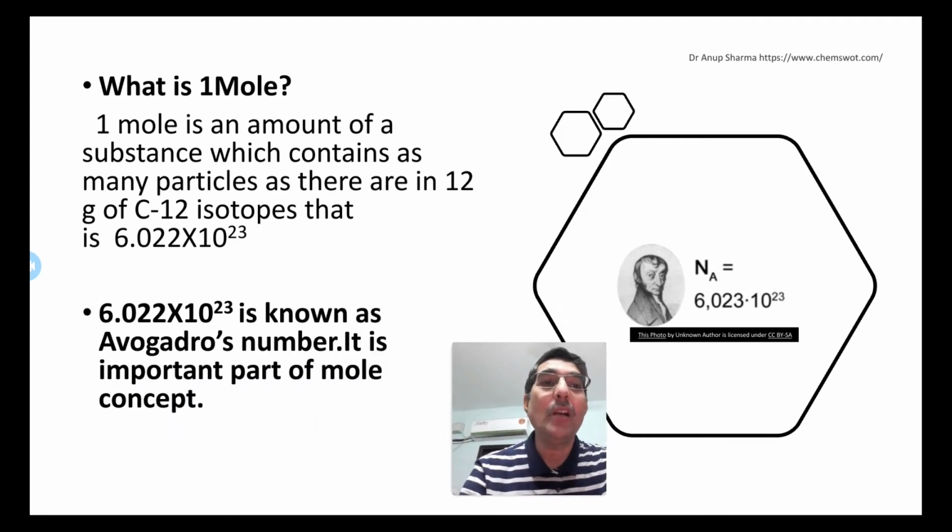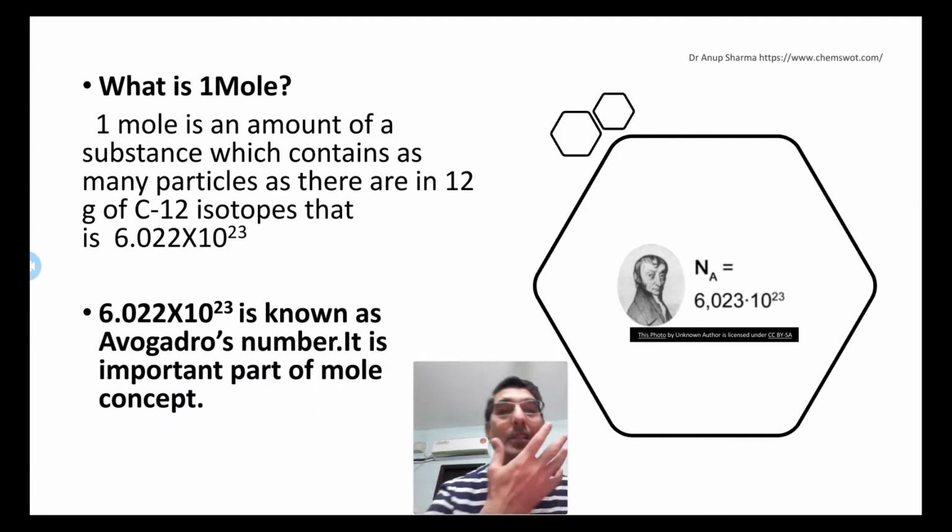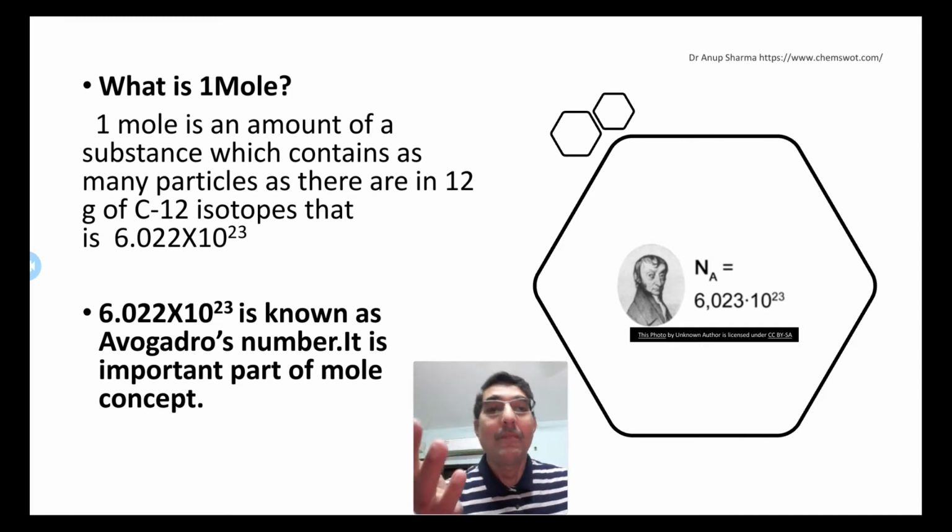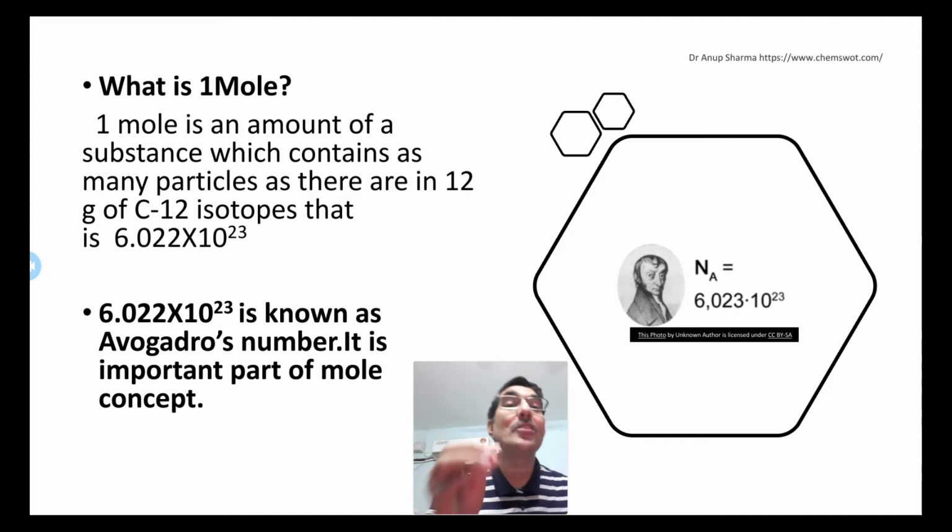So what is a mole? Basically, one mole is an amount of a substance which contains as many particles as there are in 12 grams of the carbon-12 isotope, and that is 6.022 × 10^23. That is one mole. 6.022 × 10^23 is known as Avogadro's number or Avogadro's constant.